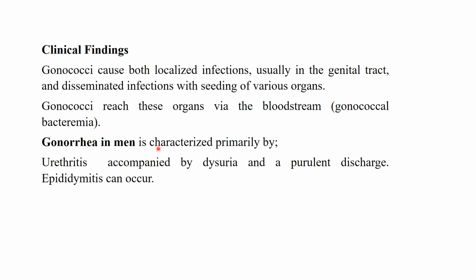Gonorrhea in men is characterized primarily by urethritis, inflammation of the urethra accompanied by dysuria, and a purulent discharge through the urethra, yellowish in color. Inflammation of the epididymis, called epididymitis, may also occur.